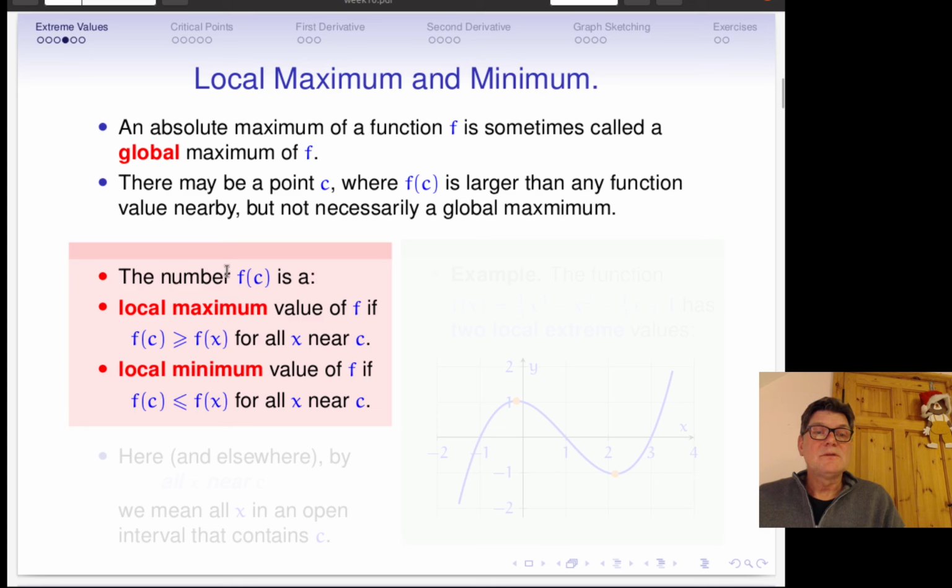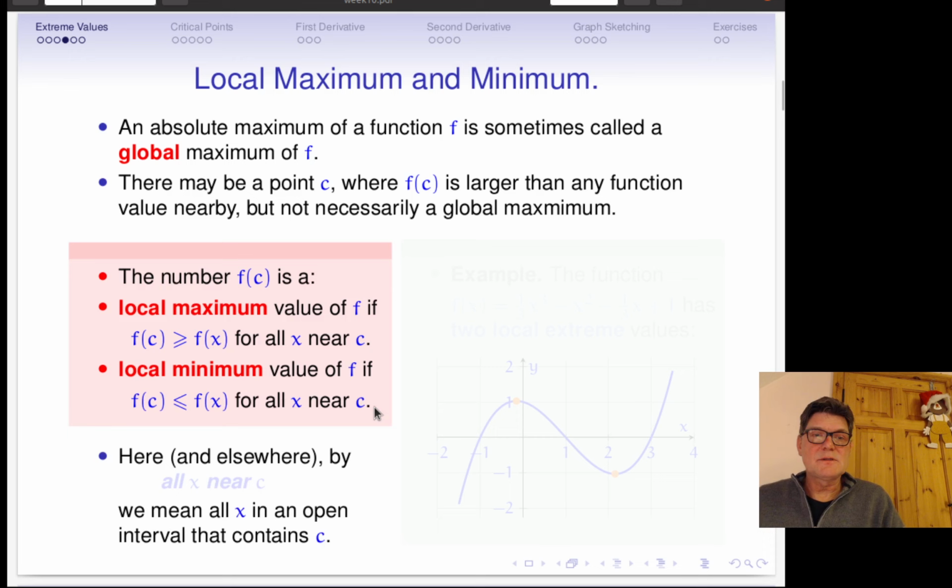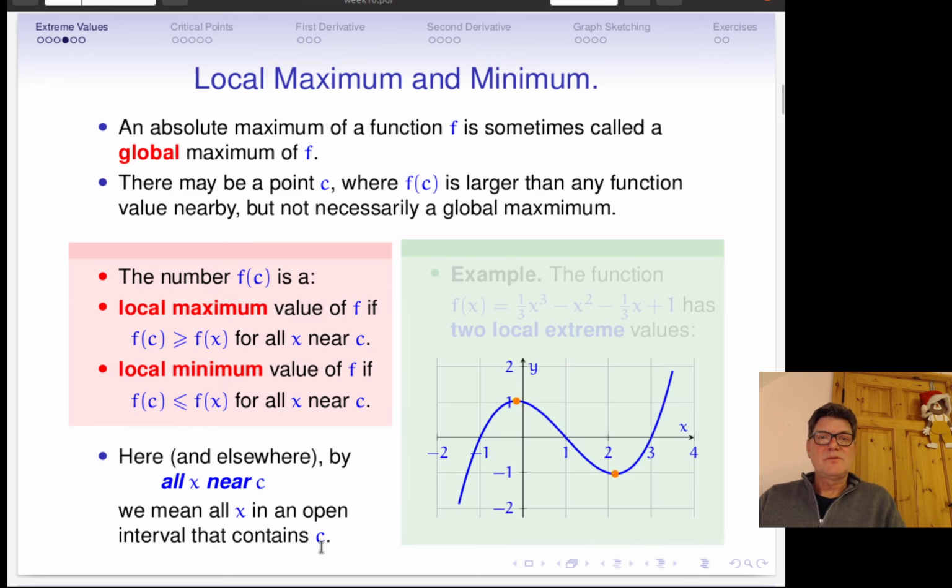Similarly, we say that f of c is a local minimum value of f if f of c is less than or equal to f of x for all points x near c. Here, and wherever else we say "near," by all x near c we mean all x in an open interval around c, an open interval that contains c. And so we're talking about situations like this.